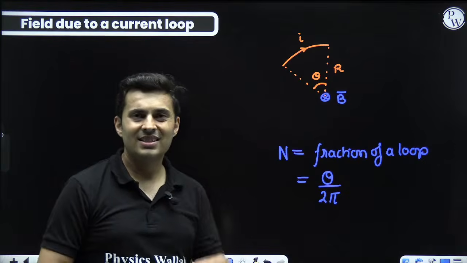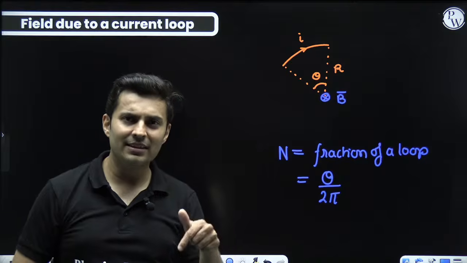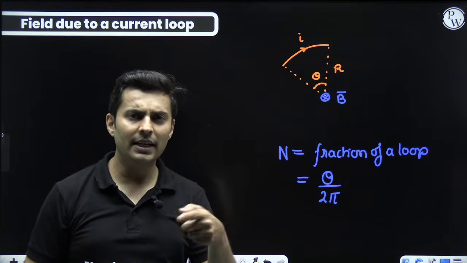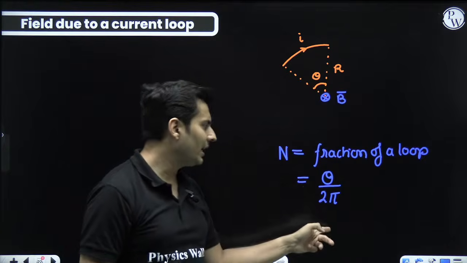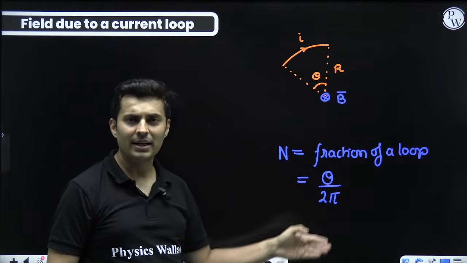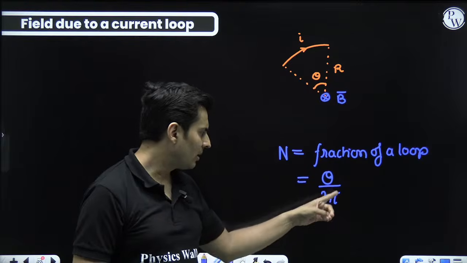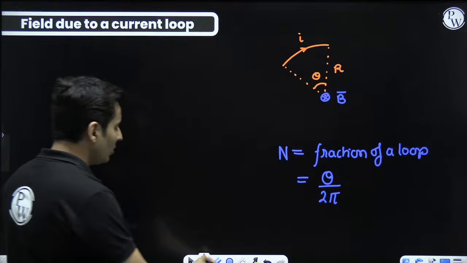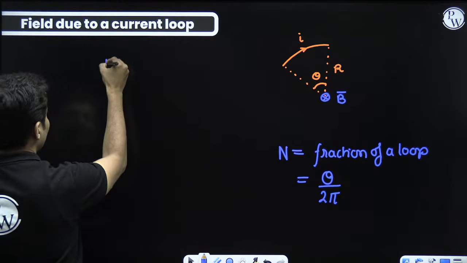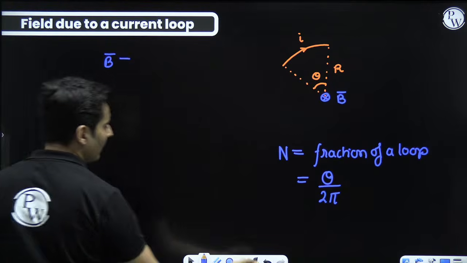Correct? If it is 180 degrees, then 180 by 360, which is half. If it is 90 degrees, 90 divided by 360 is 1/4. So if I put theta in radians, you will automatically get the answer if you use this formula as the fraction of that loop.